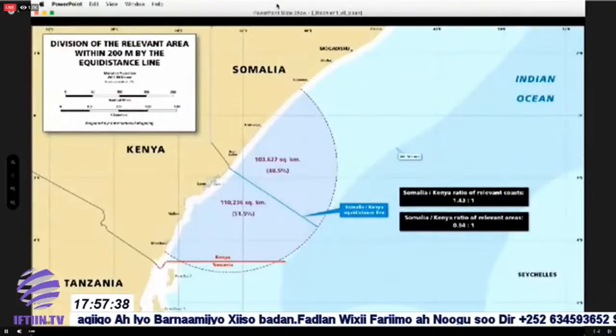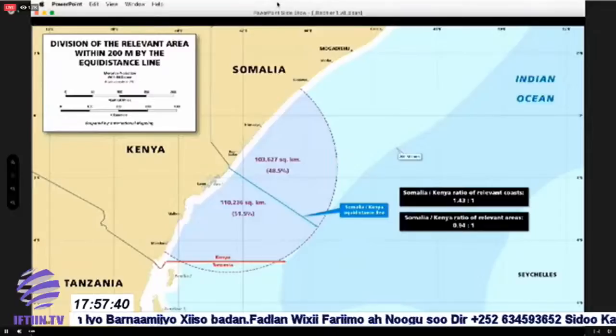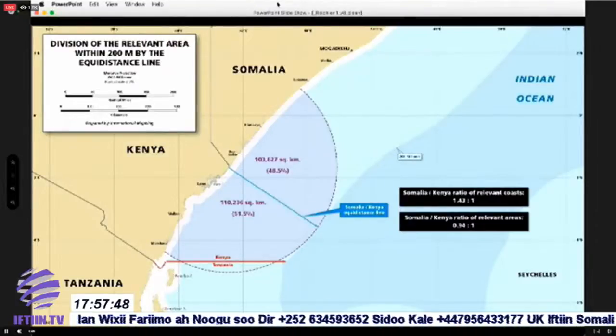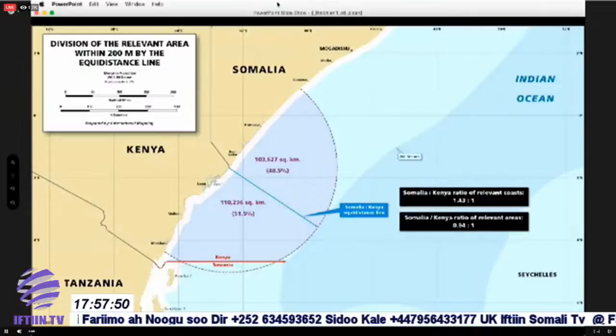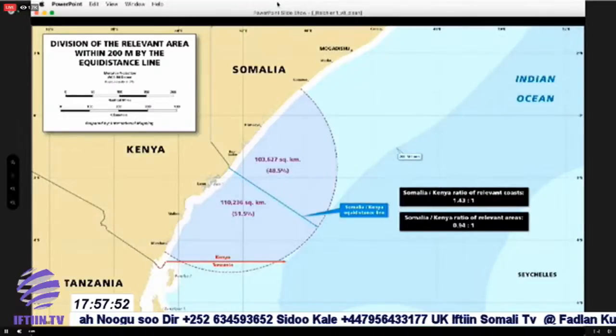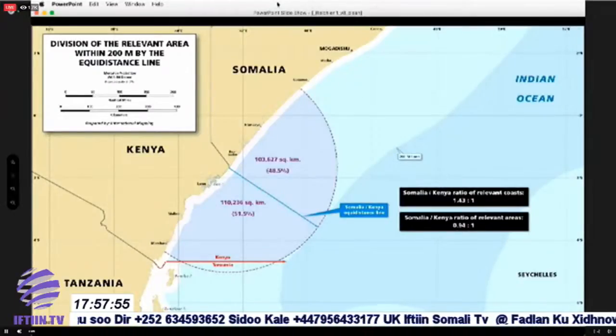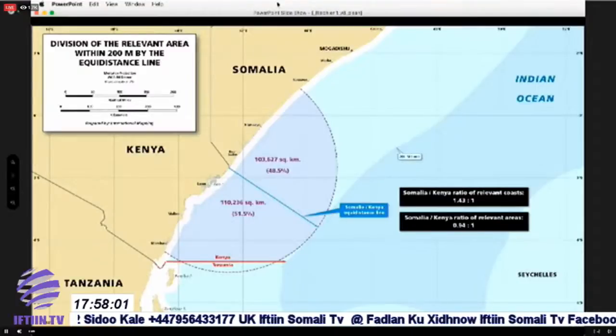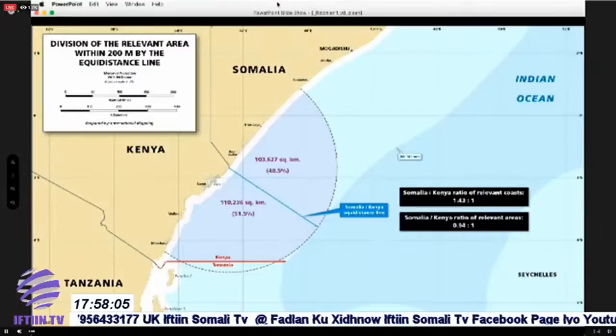This slide, which is also at tab 61, shows how the provisional equidistance line divides this relevant area between the two parties. As you can see, its application allocates more maritime space to Kenya than to Somalia by a difference of 110,236 square kilometers to Kenya versus 103,627 square kilometers to Somalia.